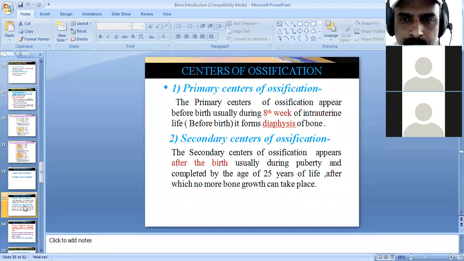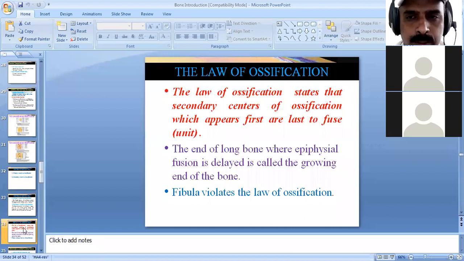So I have covered the definition of ossification. Afterwards, I have told the types of ossification. Then I have covered the centers of ossification. One most important thing you should all know is the law of ossification. What does the law state?